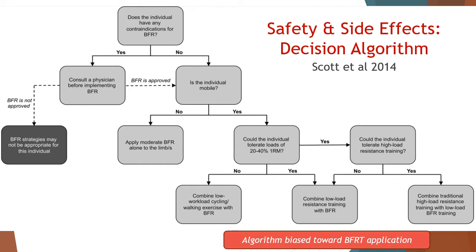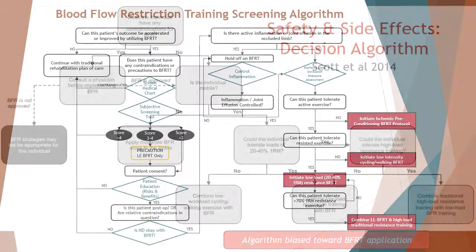Not traditional resistance training, but plan of care as usual without BFR. And so I would say that the algorithm is inherently biased because of that hinging decision point of whether the physician believes it's indicated for them to do BFR or not.